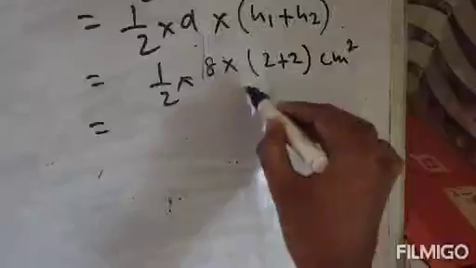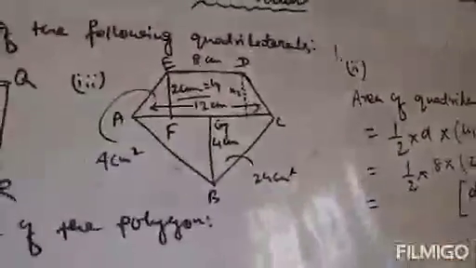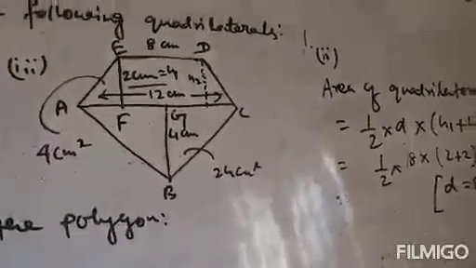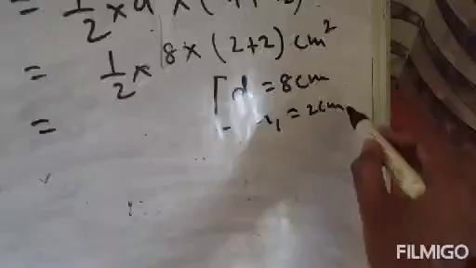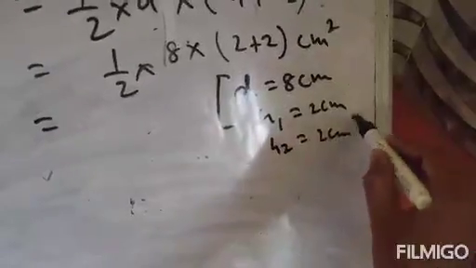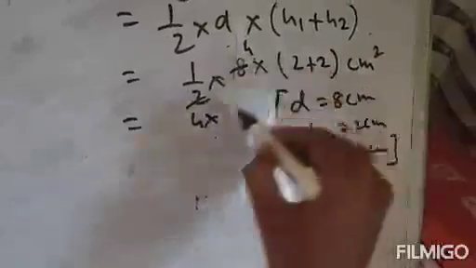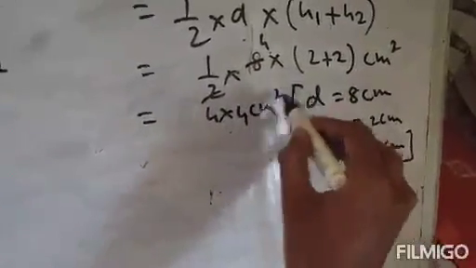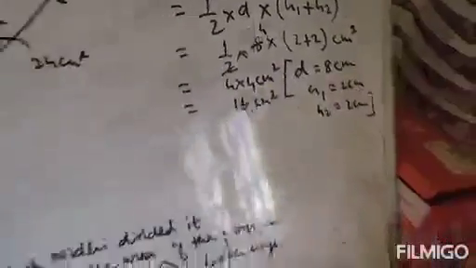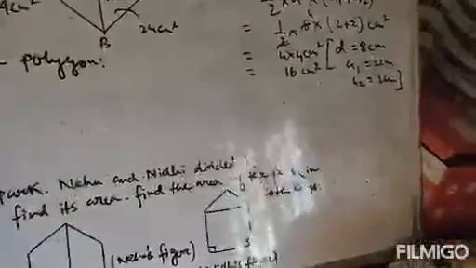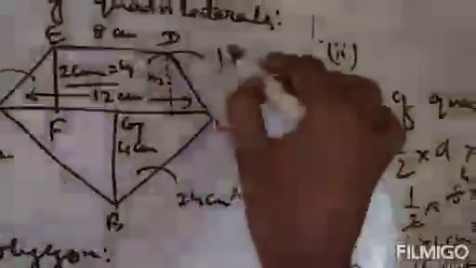centimeter. So just write: diagonal is 8 centimeter, because the diagonal means either ED or CF, and both of them are 8 centimeter. H1 is 2 centimeter, H2 is also 2 centimeter. So find out the area. 2 4s are 8. Now 4 into 2 2s are 4, so that is 16 centimeter square. Clear? So this quadrilateral area is 16 centimeter square.